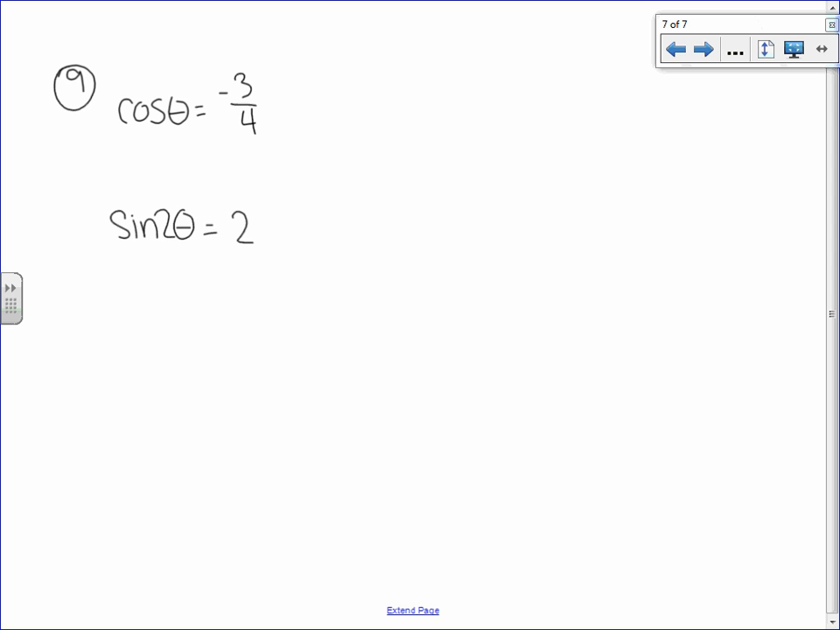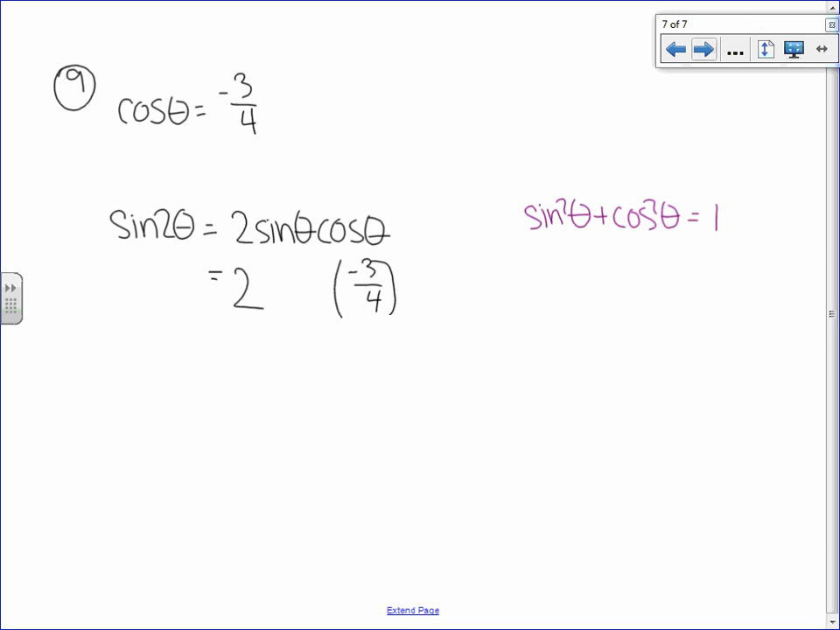Alright, sine 2 theta, there's no choice. The formula is 2 sine theta cosine theta, right on your reference sheet. I can plug in, but I need to do some work. I know cosine, I need to find sine. So let's come over here: sine squared theta plus cosine squared theta equals 1.